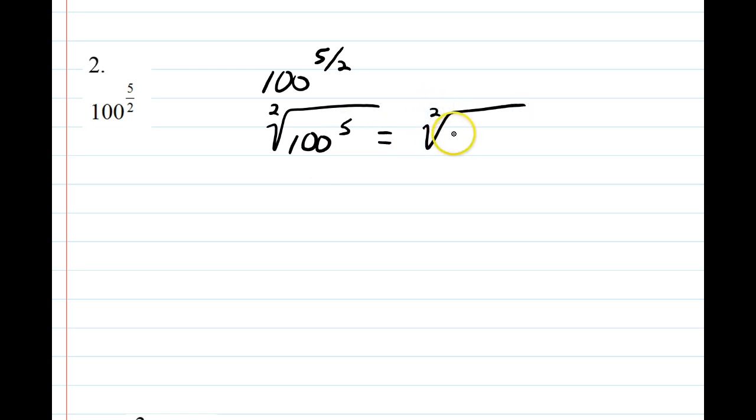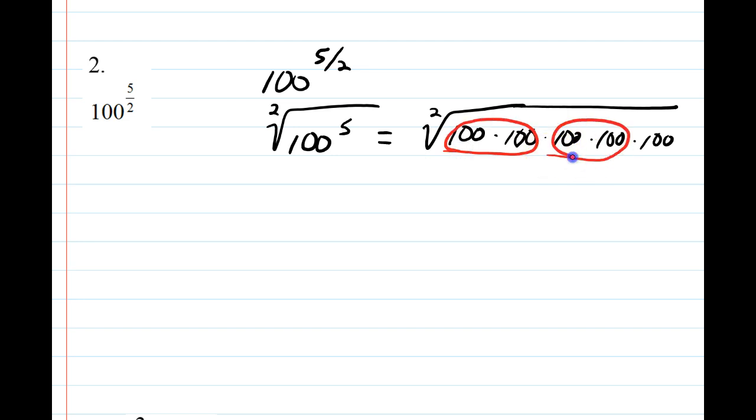Alright, so now we're going to look at 100 to the 5/2 power. And so the 2 is going to be the index, so it's going to be 100 to the 5th power. We want the square root of that. And so if you think about what 100 to the 5th power means, that just means we have 5 100s. And so in order for us to take a 100 out, there has to be 2 of them. And so here's 100, 2 groups.